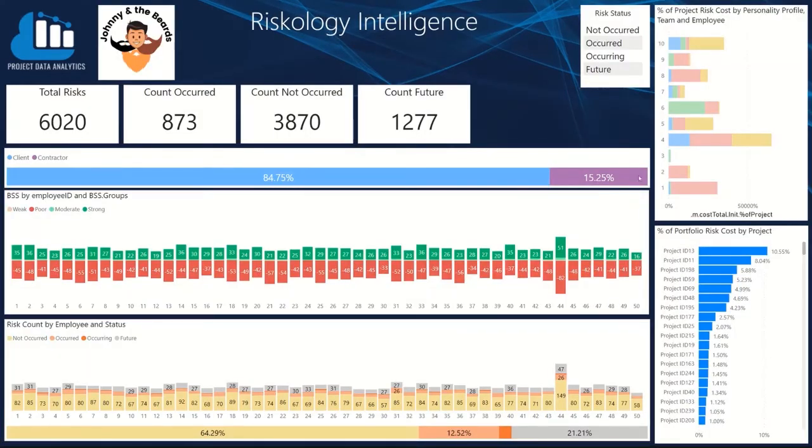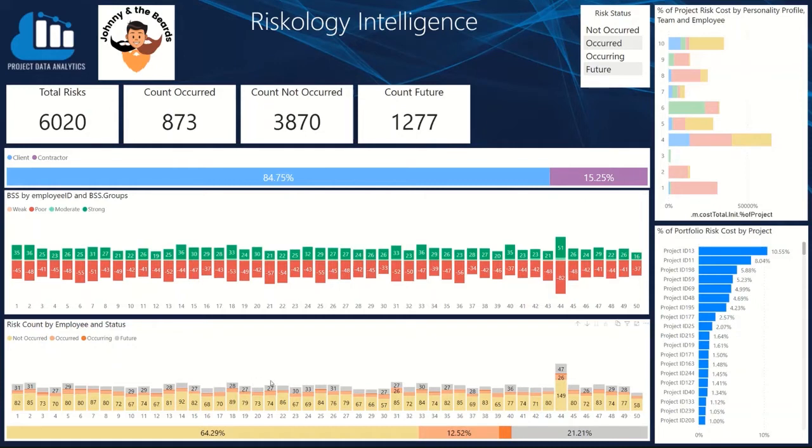So on the first page here, we do have some conventional metrics where we're counting the total risks, those that have occurred, those that have not occurred, and those that will happen in the future. We show the balance of those that are owned by the client and the contractor. We've added new insights here using Brier scoring to determine the accuracy of the initial likelihood versus the outcome. So if the initial likelihood was high and it did not happen, that would return poor. If the initial likelihood was high and it did happen, it would return strong. And we also have moderate and weak for those of lower likelihoods, less than 50%.